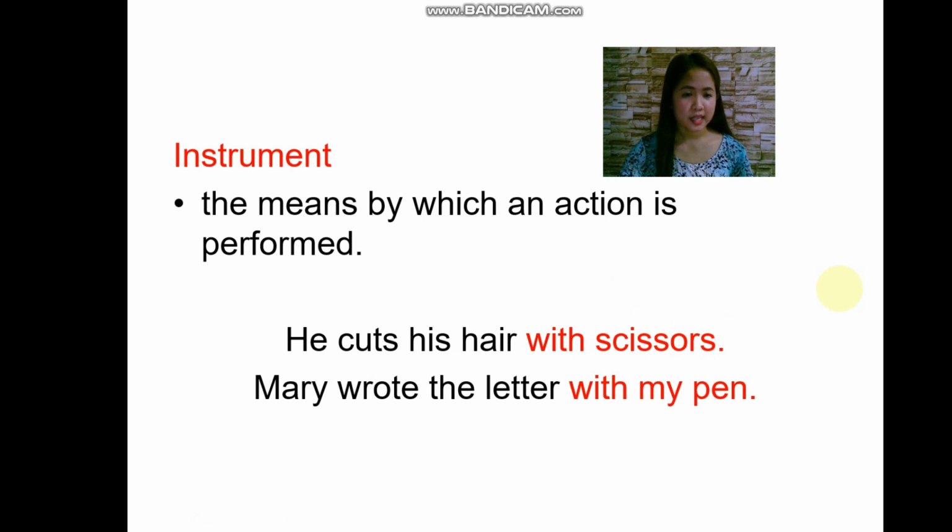Next, we have the instrument. The instrument is the means by which an action is performed. Say for example, he cuts his hair with scissors. He cuts his hair with what? And the answer would be with scissors. Then we also have the sentence, Mary wrote the letter with my pen. Mary wrote the letter with what? And the answer would be with my pen. Again, these are examples of instrument.